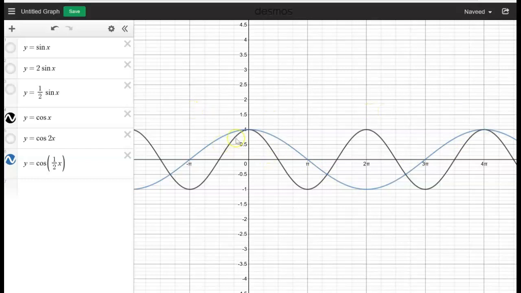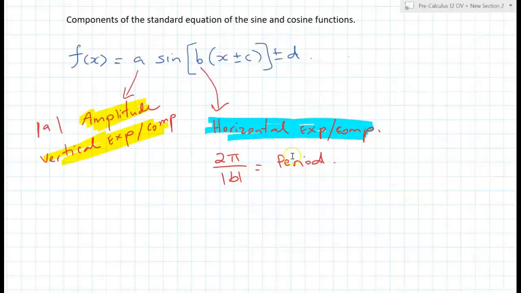So how would you get the period of this, which is 4 pi? If you take 2 pi divided by this coefficient b, you'll get the period. 2 pi divided by a half will give you 4 pi. That's the period. Okay, simple as that. This is how you will deal with that. And guess what happens when you're shifting it up, down, or left and right? It's the same components of the equation, the c component and the d component.